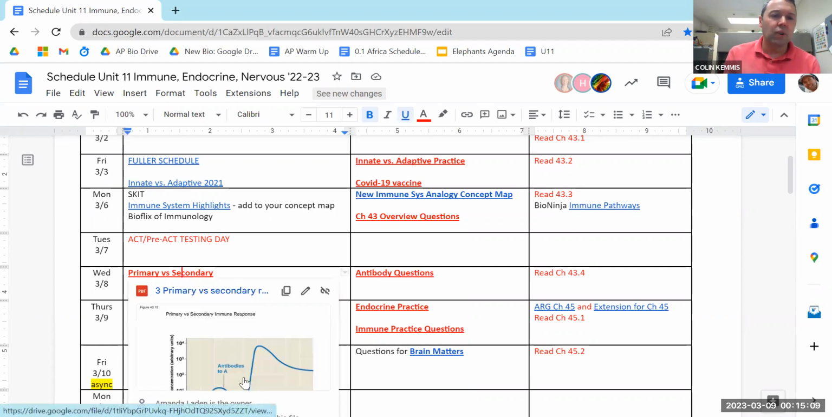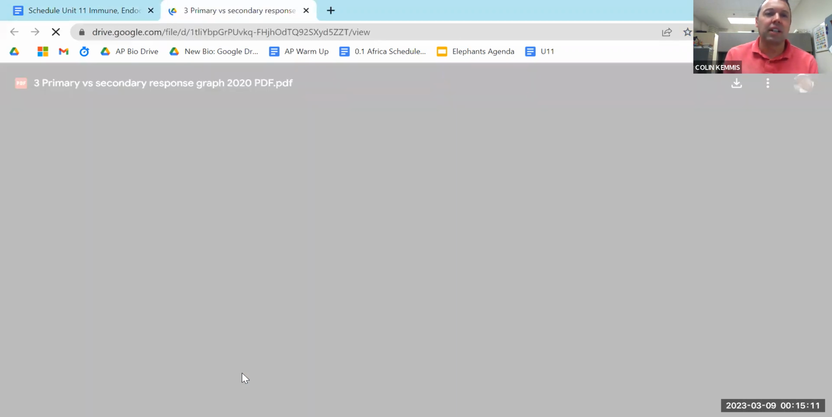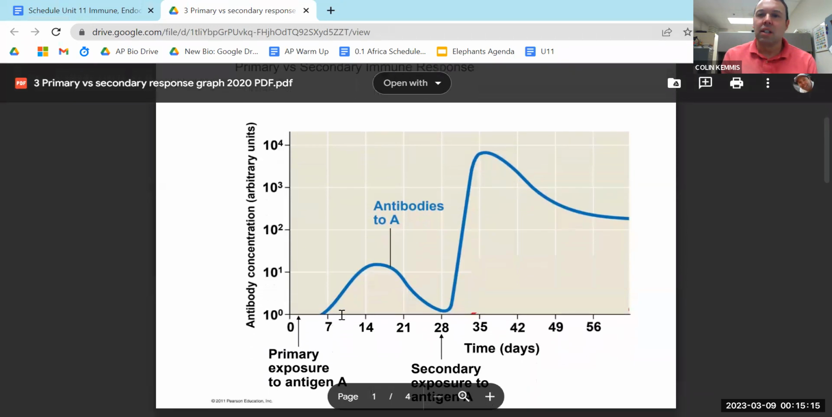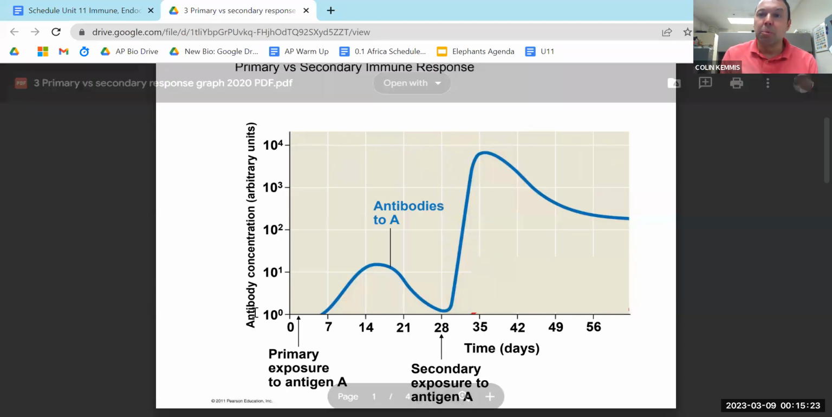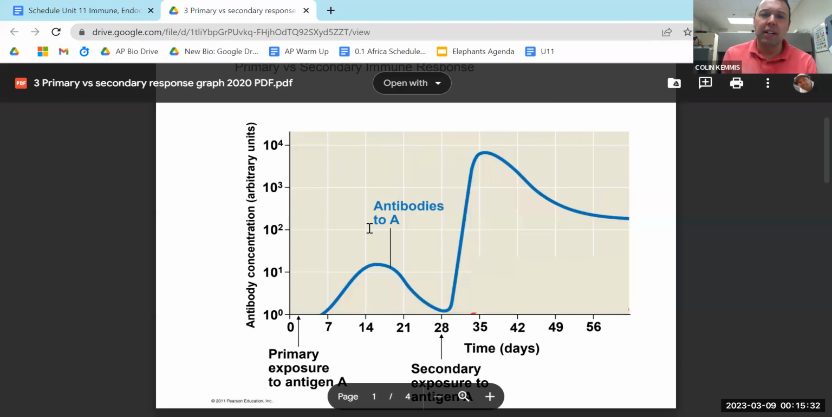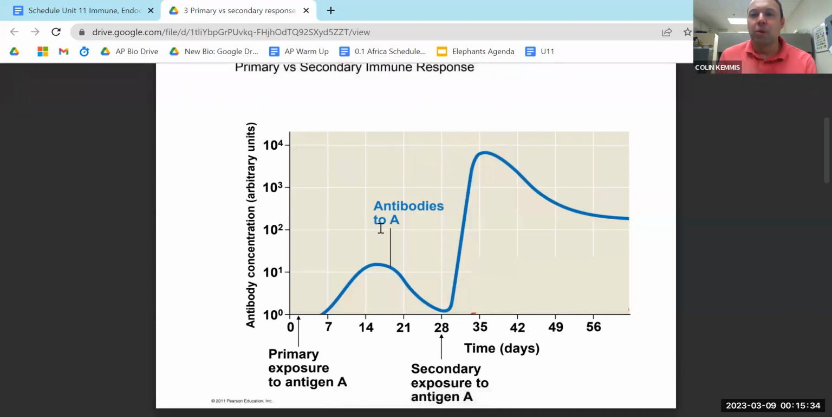All right, so let's look at this first assignment here, primary versus secondary response graph. So if you look at this graph, you're going to have to read what's happening here. So this is how many antibodies are in the blood. So it's one way that we measure how active your immune system is. And this blue line is antibodies to A. So this would be the first disease that we're studying here.